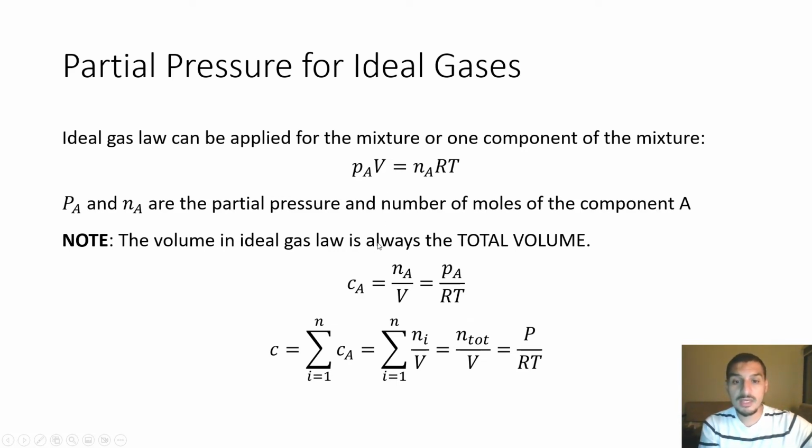And from this, I can get a relation between the concentration and the partial pressure. If I divide n by V, then it's going to be C_A equals P_A over RT. So this is the equation that can be used to relate the molar concentration with the partial pressure in the gas phase. And of course, the total concentration equals the total pressure divided by RT. So this is a simple thing.